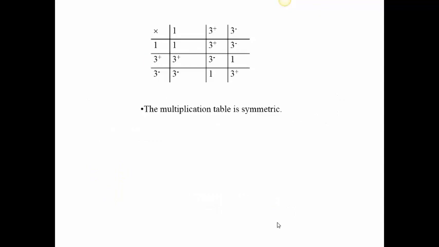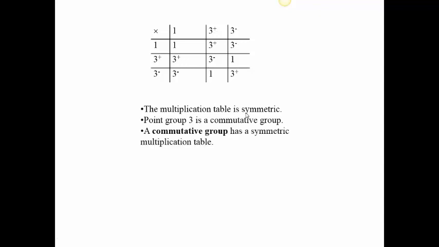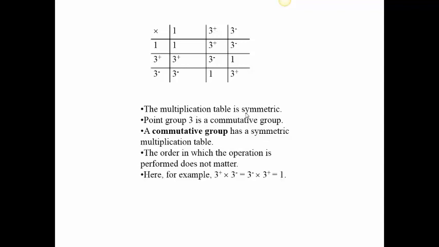Now we can look at the matrix, the symmetry, and the multiplication table, and we can see here's the diagonal terms, and the off-diagonal terms correspond: 3 plus to 3 plus, 3 minus to 3 minus, 1 to 1. That means that the multiplication table is symmetric and that we have a commutative group. Definition: a commutative group has a symmetrical multiplication table.